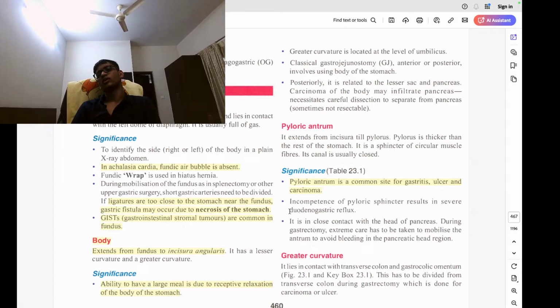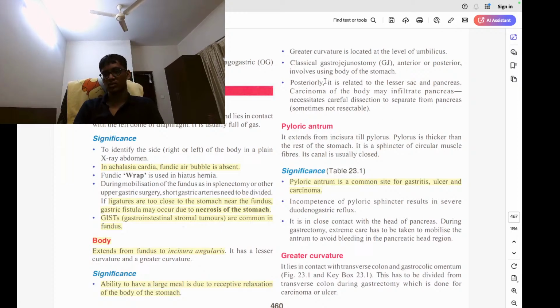duodenogastric reflux. It is in close contact with the head of the pancreas. During gastrectomy, extreme care has to be taken to mobilize the antrum to avoid bleeding the pancreatic head region.